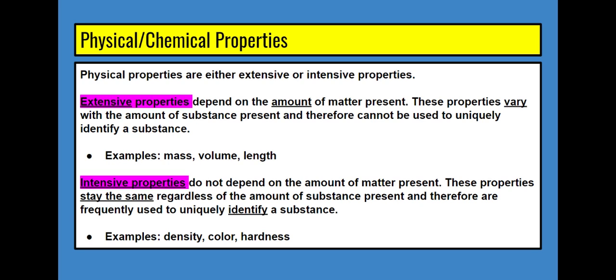If I said that I had something that's blue, it didn't matter if I had 100 grams of that blue material or if I had 1,000 grams of that blue material. It's still blue. It doesn't matter how much of it I have. Same thing with hardness. If I have 2 different metals and one is harder than the other, it doesn't matter the amount I have. They are hard regardless of how much I have. So keep that in mind. It depends on the amount for extensive, and for intensive properties, it does not depend on the amount of matter.